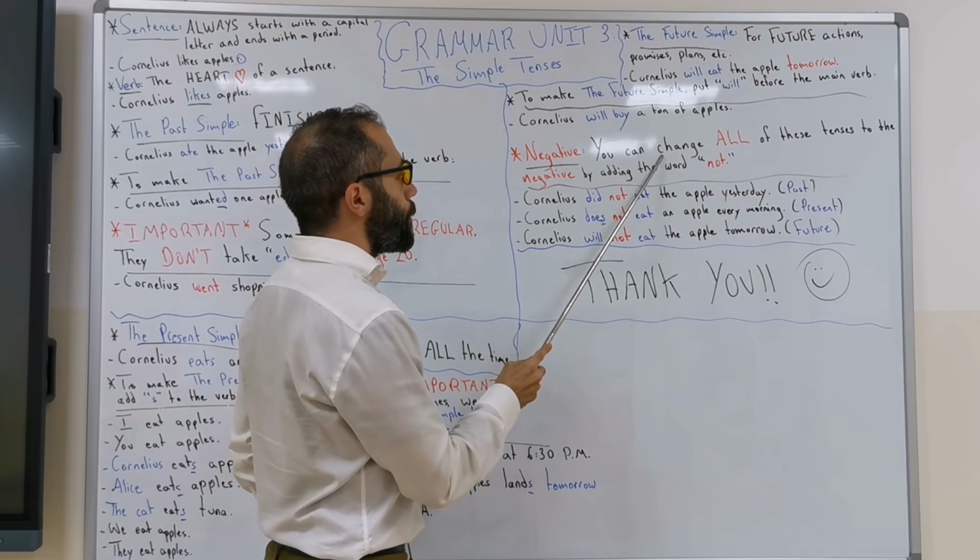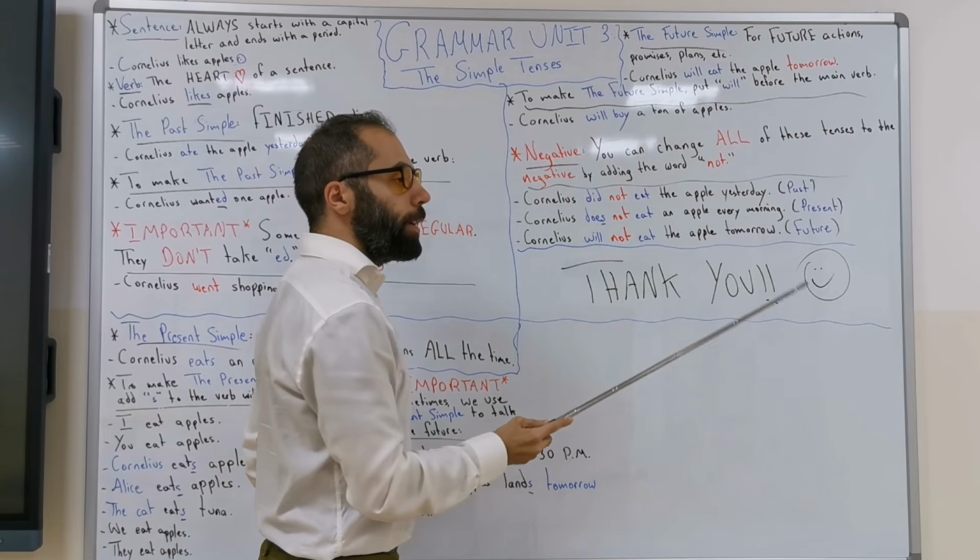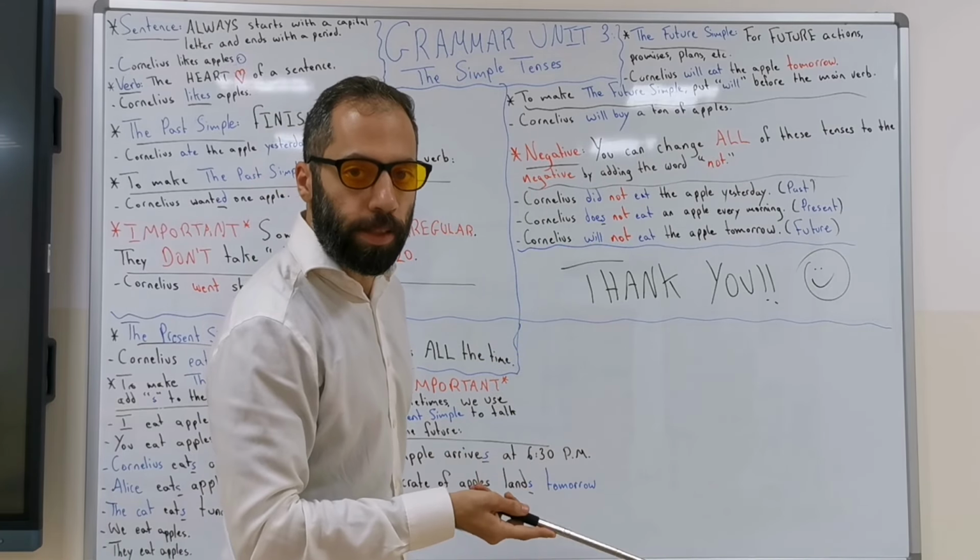Cornelius will buy a ton of apples. So again, this is another example of a sentence used in the future.